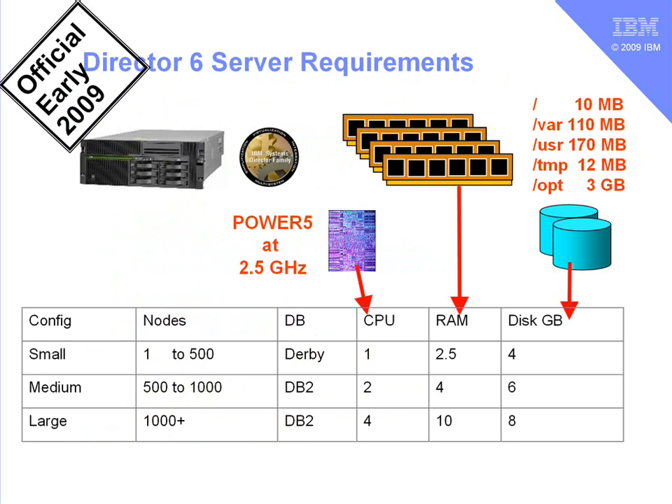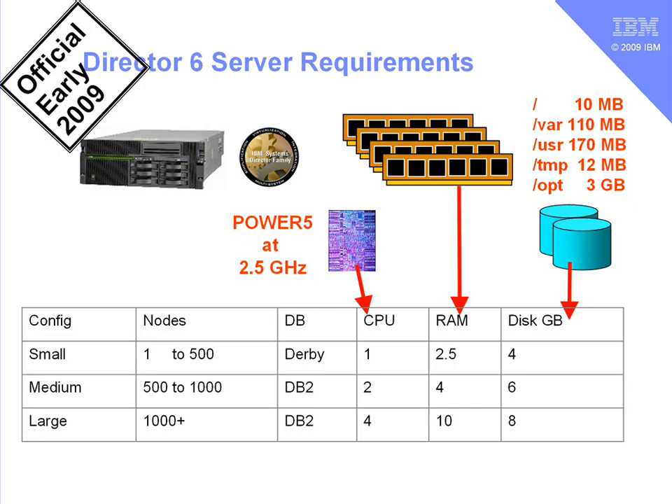Now, from early 2009, these are the official requirements for running Director6 on AIX. I've got a fairly small configuration, maybe 150 logical partitions, HMCs, VIO servers. So I'm going to go for the small configuration using the Derby built-in database. That makes life simpler too.